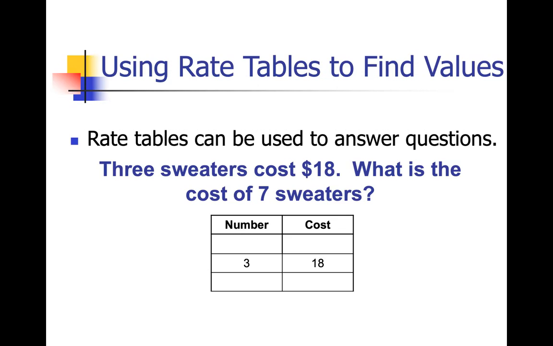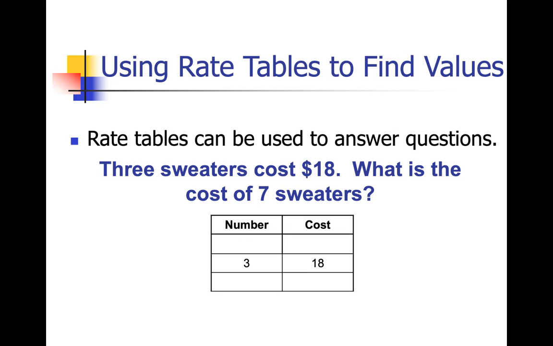Now, when we're talking about rates, we can use something called a rate table. Okay, a rate table helps us figure out the answers to certain questions. So, for example, if I know that 3 sweaters cost $18, what is the cost of 7 sweaters?